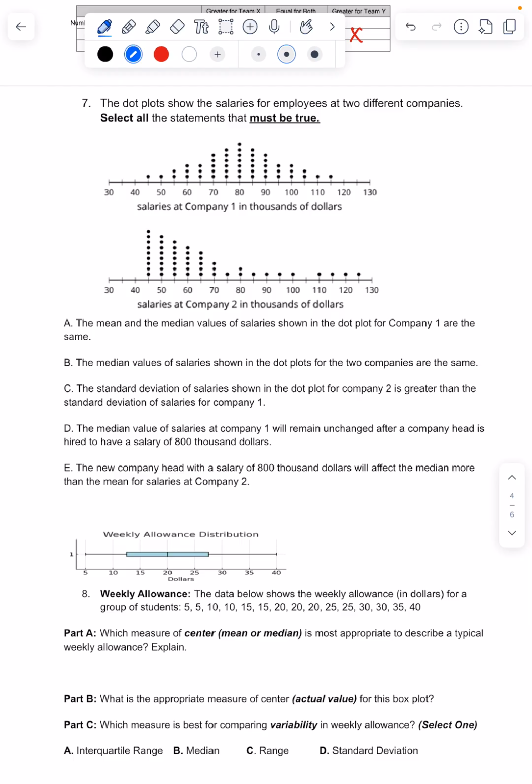Now looking at this next one, it says the dot plot shows the salaries for employees at 2 different companies. Select all the statements that must be true. We can see what type of distributions we have. In this case, we definitely have a symmetric distribution. And this one, we definitely could see that.